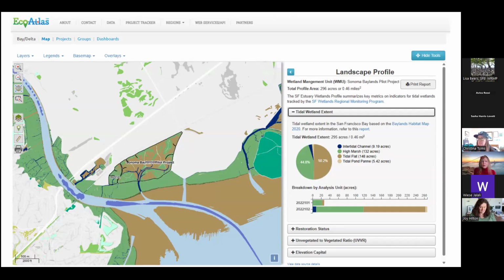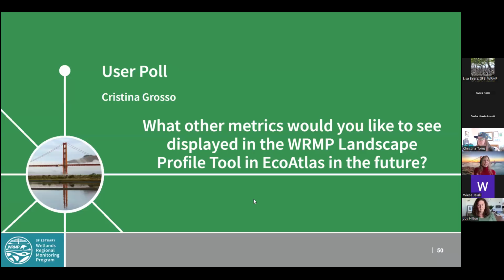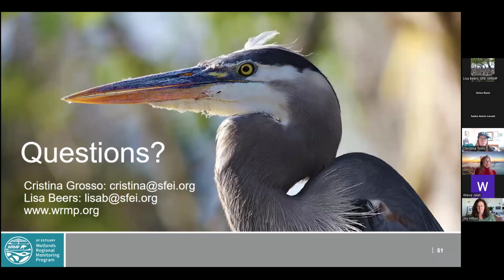To help the WRMP guide the priorities for data visualizations, we would also like to issue a poll to get some of your feedback on other metrics that you would like to see displayed in the WRMP landscape profile tool. So I'm going to launch the poll, and then we will also have time for questions. Let me go ahead and launch the poll.